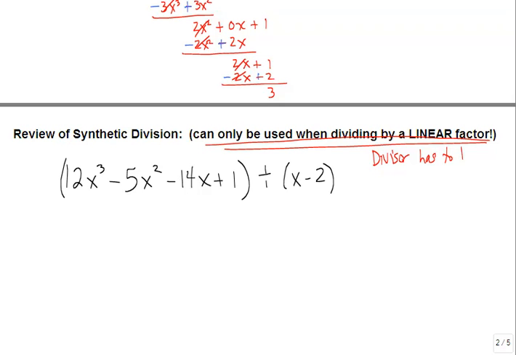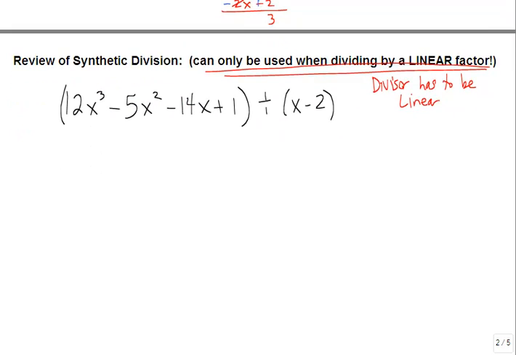If it's not, then you must use long division. So that's why we teach you long division, because sometimes synthetic division won't work if you were dividing by, say, a quadratic or a cubic factor. So there is a purpose for long division, but synthetic division is a nice handy shortcut if you're dividing by a linear factor. So here's how synthetic division works.